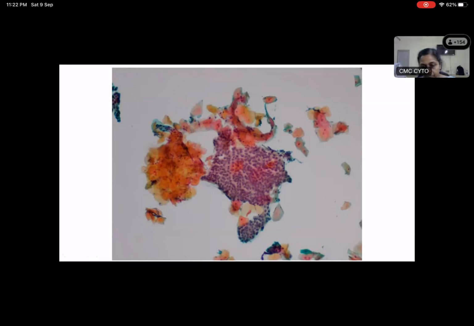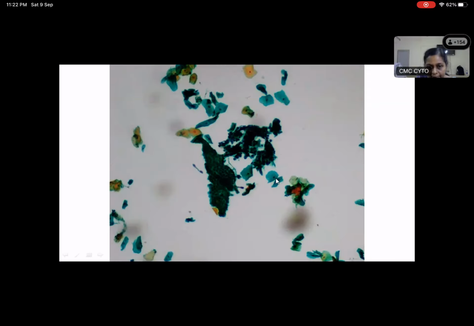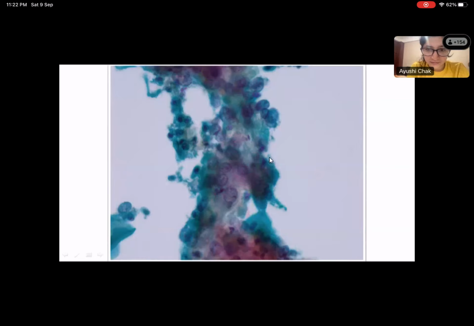Ayushi? It's a honeycomb pattern of endocervical cells. Very good. So this is a benign honeycomb pattern. Here again you're seeing the benign honeycomb pattern, but what about this one? There is overlapping and crowding at places. Crowding is definitely there, so you're beginning to feel that there is some atypia there.